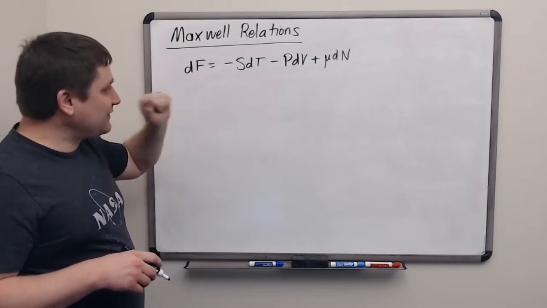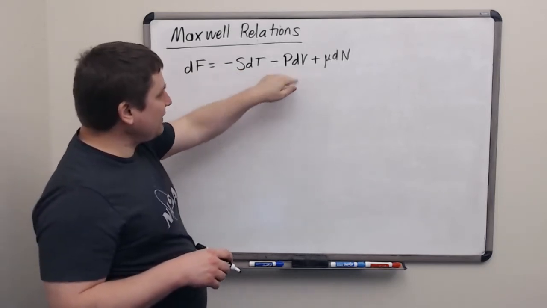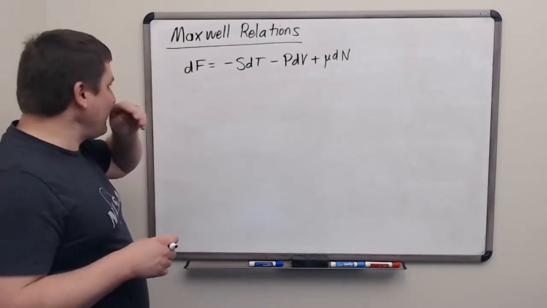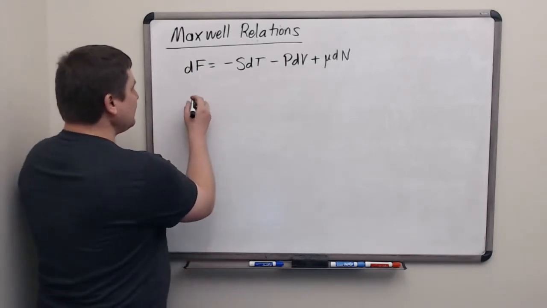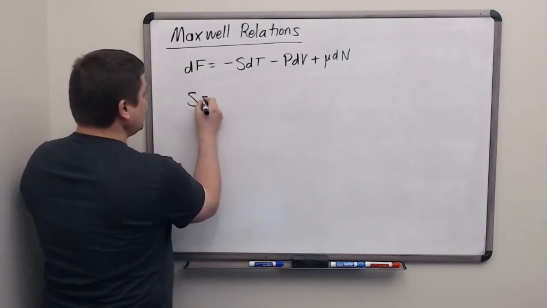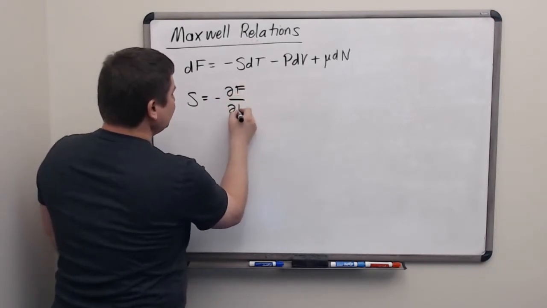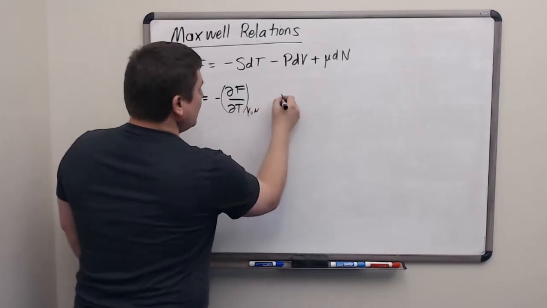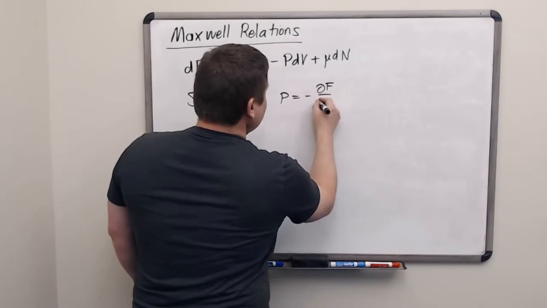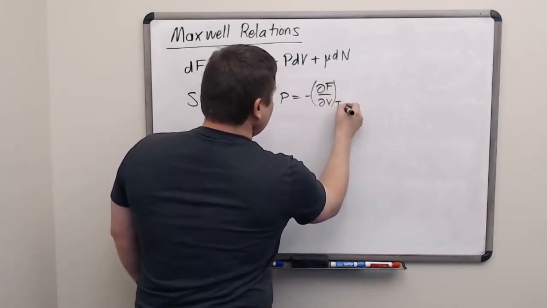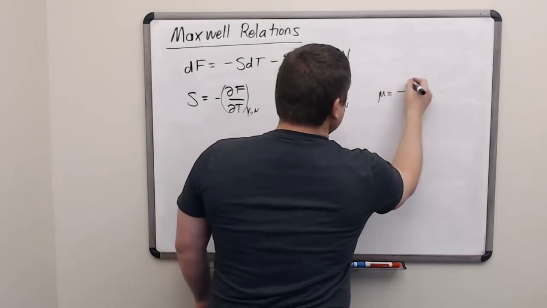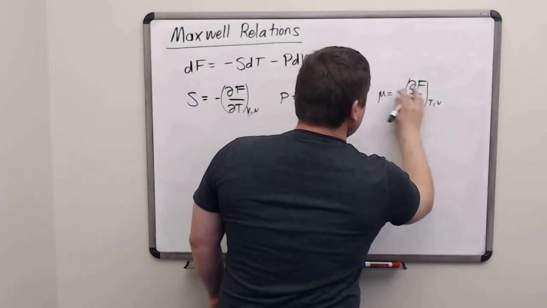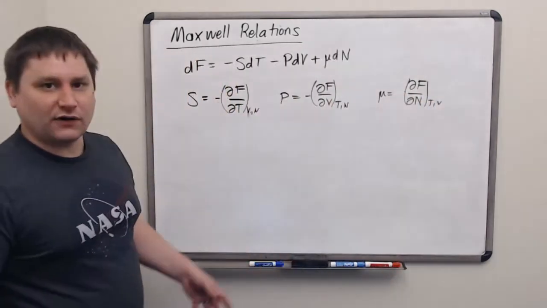Minus entropy times changes in temperature, minus pressure times changes in volume, and plus chemical potential times changes in particle number. This derivative identity gives us the equations of state. S is equal to minus dF/dT, P is equal to minus dF/dV, and mu is equal to plus dF/dN. So those are all well and good.